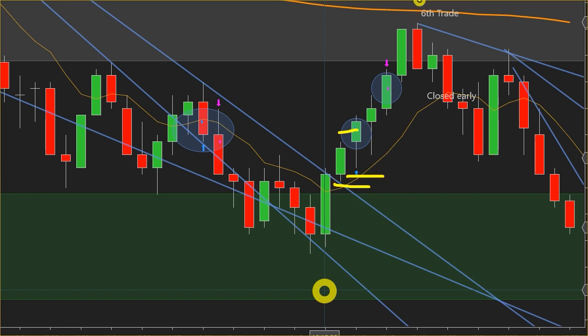All right. The problem here again is I didn't wait long enough. I don't even think this was a 1-to-1. So in my opinion, this was a pretty bad trade because I didn't even really get 1-to-1.